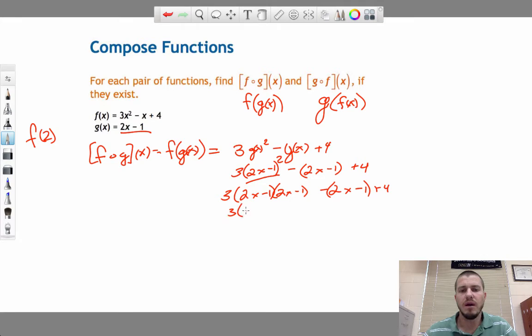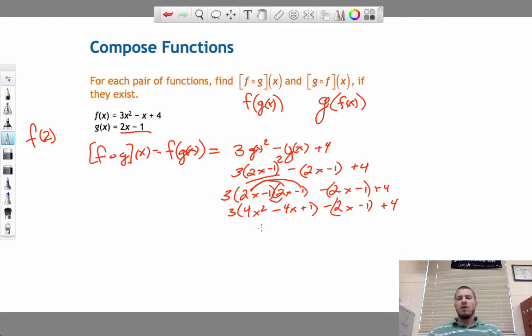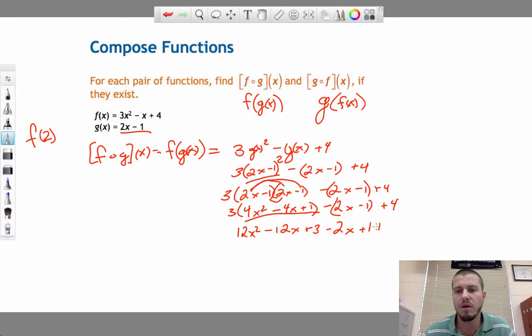So it's going to be 4x squared, and then I get negative 2x. Negative 2x is going to combine to be negative 4x, and negative 1 times negative 1 is positive 1. Notice I've kept this g of x function in this parentheses because this negative needs to be distributed into it. So when I go ahead and distribute the 3, I'm distributing that into this quadratic. That's going to be 12x squared minus 12x plus 3. And then I'm distributing that negative, minus 2x plus 1 plus 4.